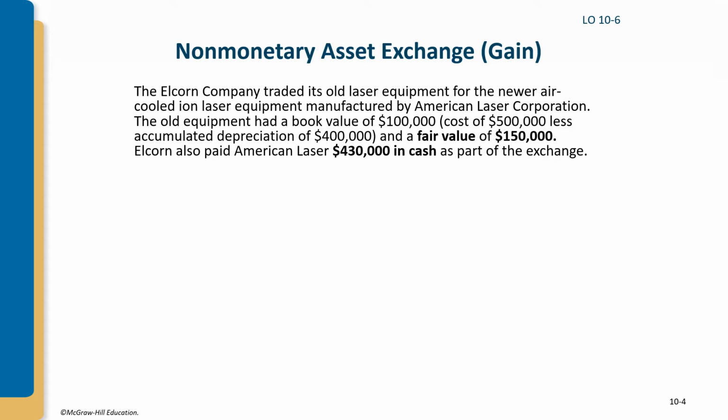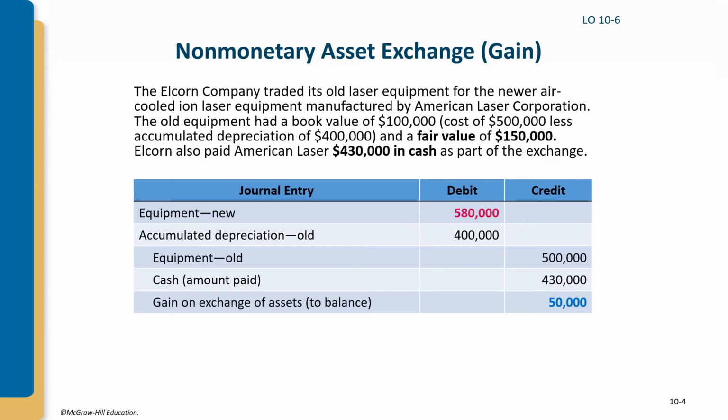The Elkhorn Company traded its old laser equipment for newer air-cooled ion laser equipment manufactured by American Laser Corporation. The old equipment had a book value of $100,000, cost $500,000, accumulated depreciation $400,000. The old equipment had a fair value of $150,000. Elkhorn also paid American Laser $430,000 in cash as part of the exchange.